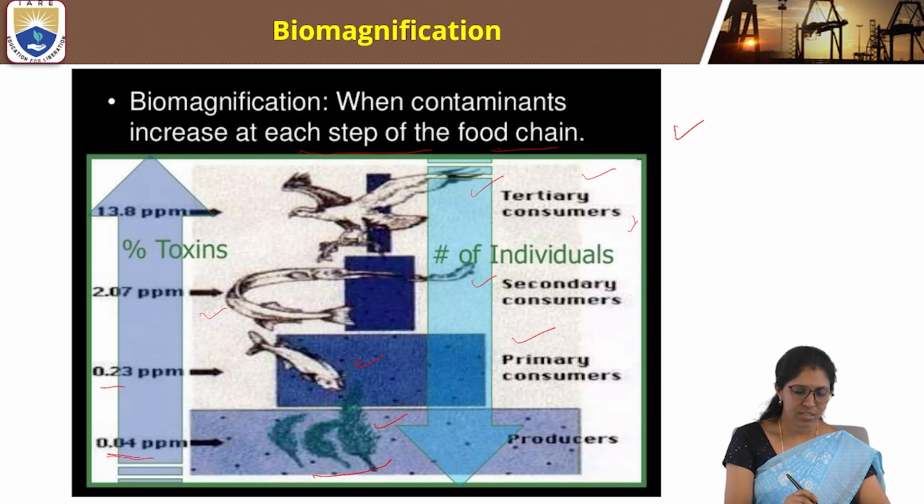If we see the concentration of contaminants, it is increasing from the bottom to top, from the producers to tertiary consumers. So we can see the concentration of the contaminants is more in the top level of the food chain.